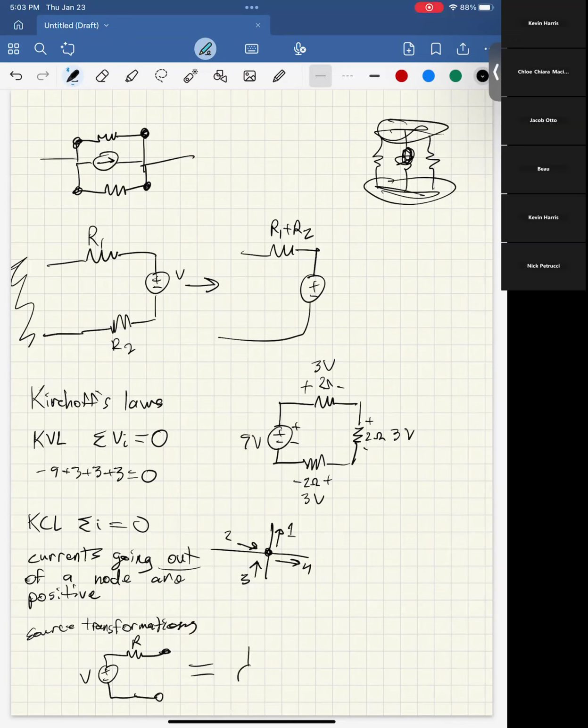This is the exact same as a current source in parallel with the resistor. Again, make sure you're really looking at the connections here, where it's the same resistance and the current here would be equal to V over R. Similarly, you could go back the other way, and the voltage would be, again, just like V equals IR. It works out.